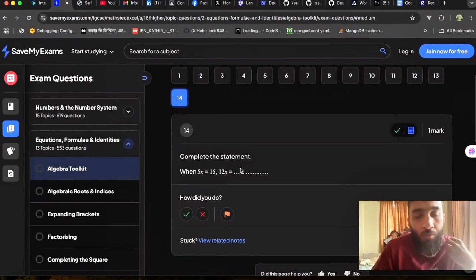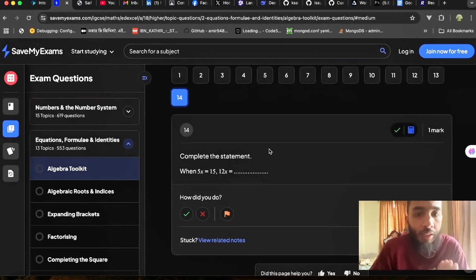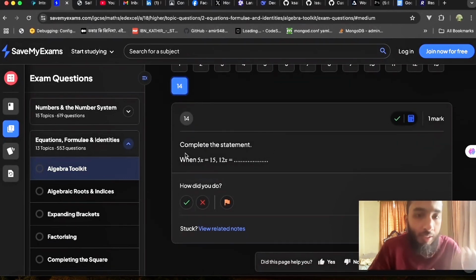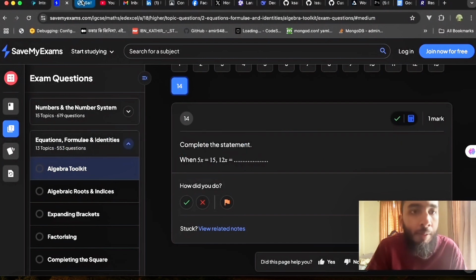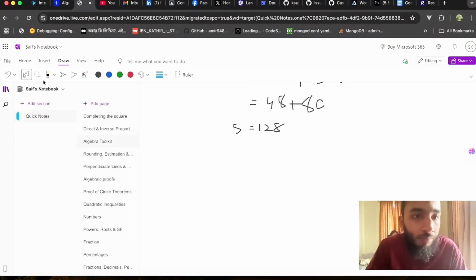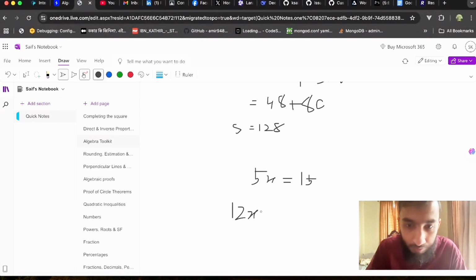Let's now focus on problem number 14. So let's read this simple problem. What does it say? It says you have to complete the statement. And what is the incomplete statement? If 5x is 15, then 12x is what? So what is given? 5x is 15. So you have to find out the value of 12x.